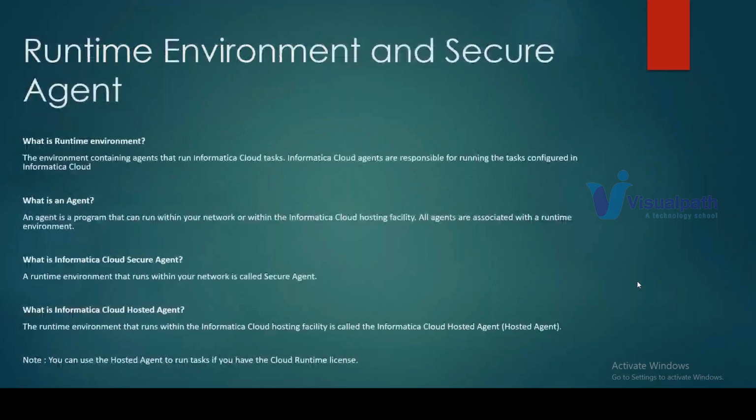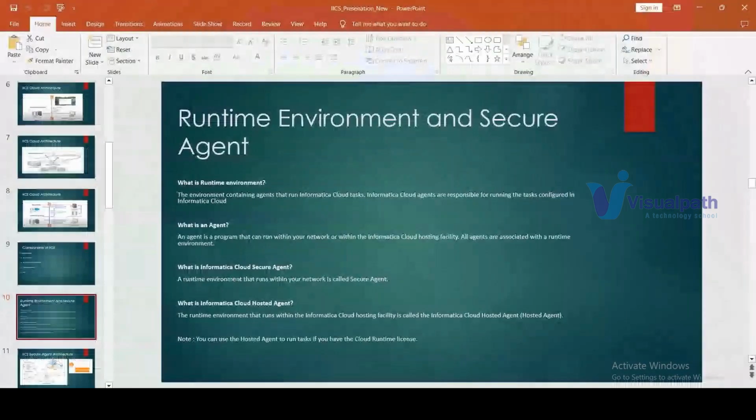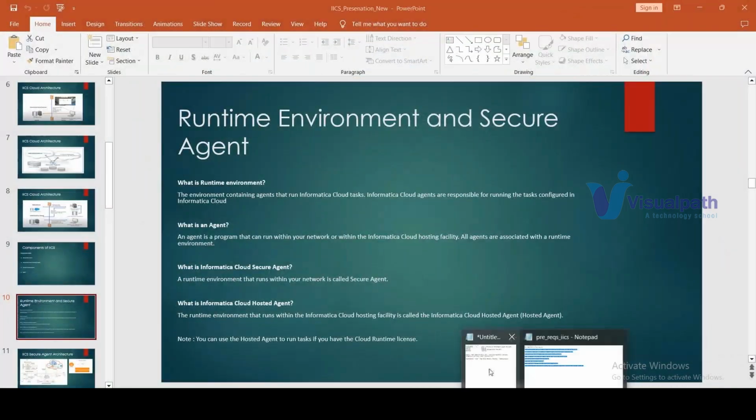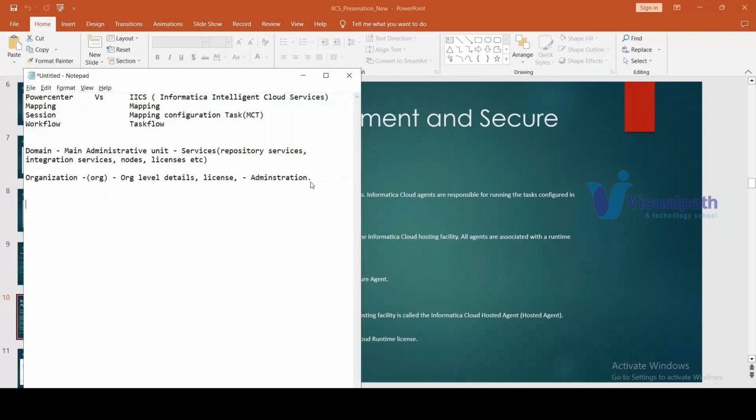So we'll discuss all this. What is an agent again? An agent is a program that you run within your network. You also have an agent group. An agent group in IICS is something like your grid concept in Power Center.